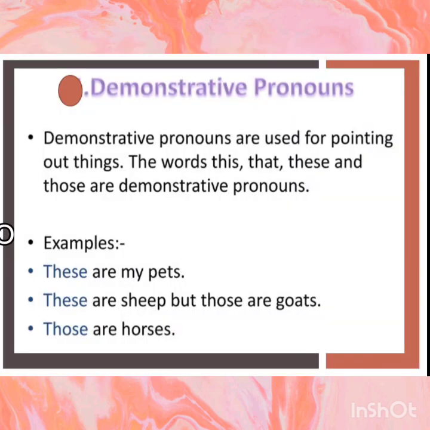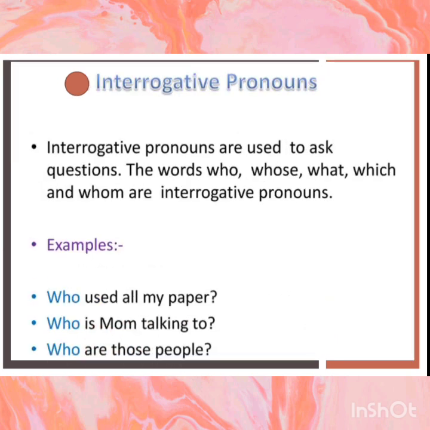Demonstrative pronouns. Demonstrative pronouns are used for pointing out things. The words this, that, these and those are demonstrative pronouns. Example: these are my pets. These are sheep, but those are goats. Those are horses.